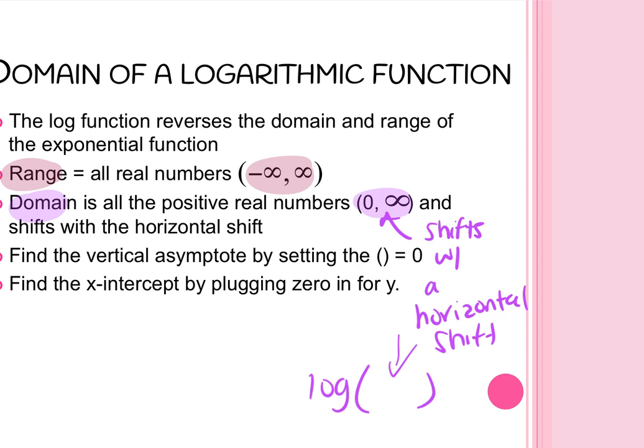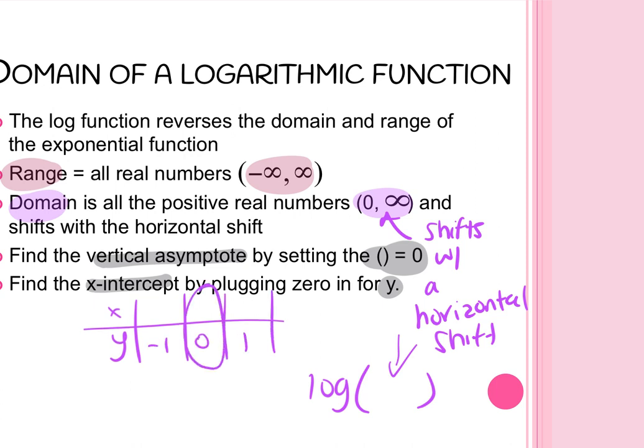You can get the vertical asymptote two ways. We'll either get it from our chart or by setting the parentheses equal to 0. That's how you find the vertical asymptote. And then you'll get the x-intercept by plugging in 0 for y, or using the middle coordinate of our t-chart, because we're going to plug in for y. This will be your x-intercept.